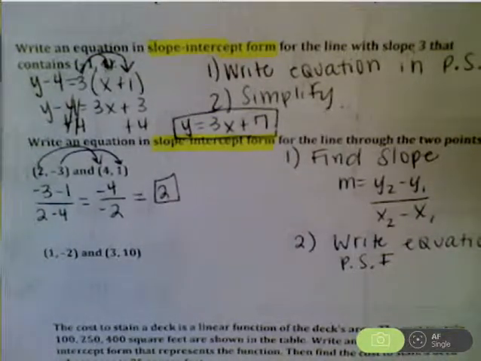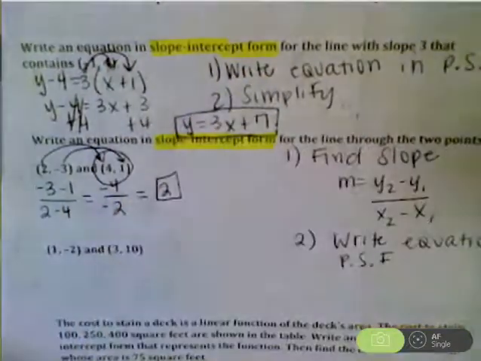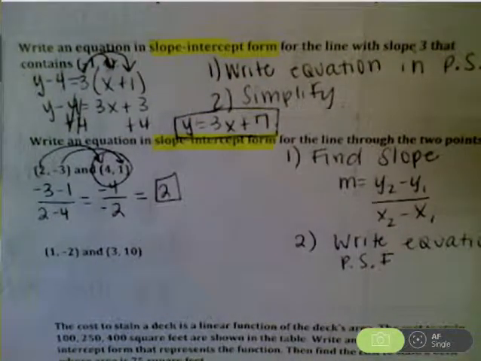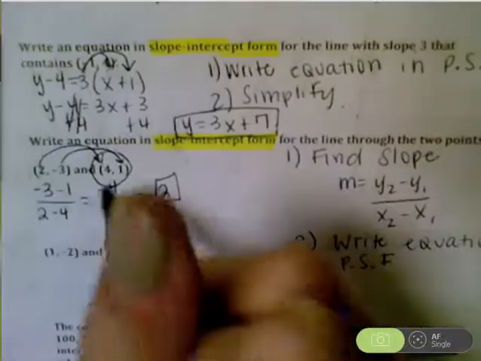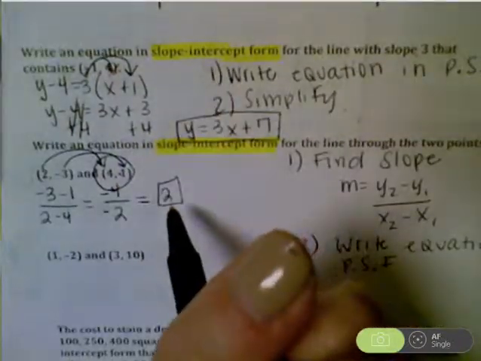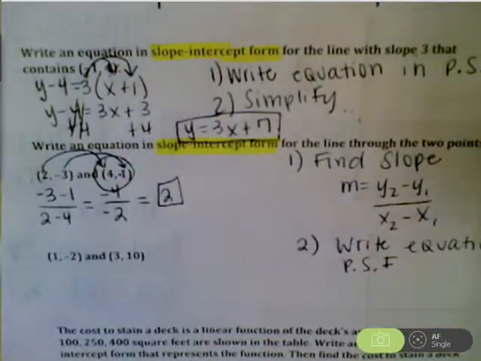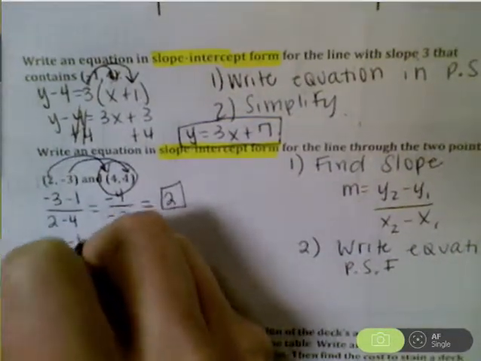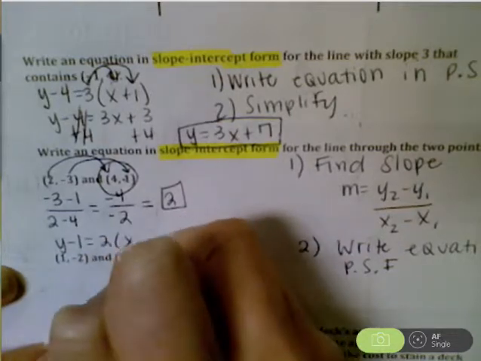Let's choose (4, 1) because they're positive. What I don't want you to do is try to plug in both at the same time because that's not going to do you any good. So just plug in 1. I would choose (4, 1) as well because they're both positive. So if I choose (4, 1) and my slope is 2, Mauricio, what should my equation look like? y minus 1 equals 2 times x minus 4. Very good.